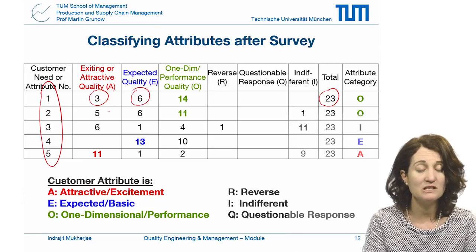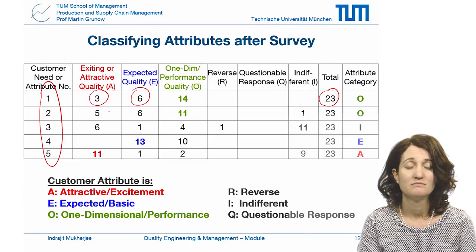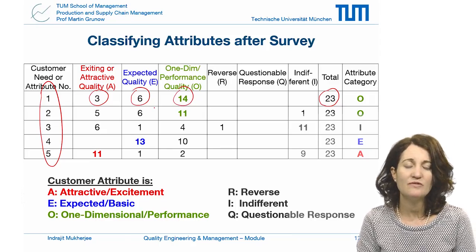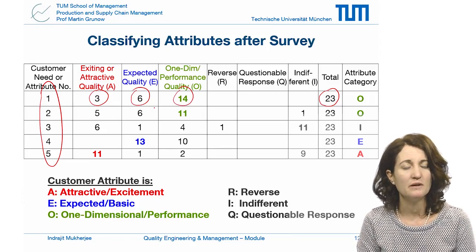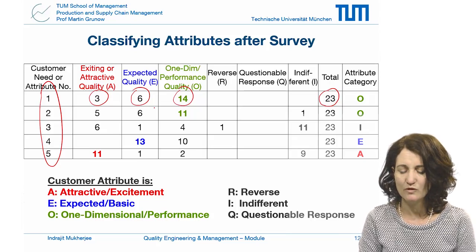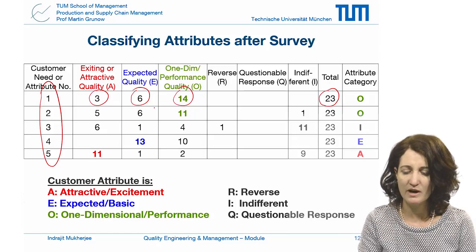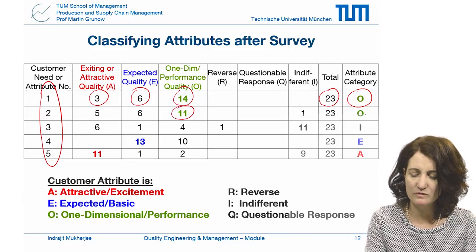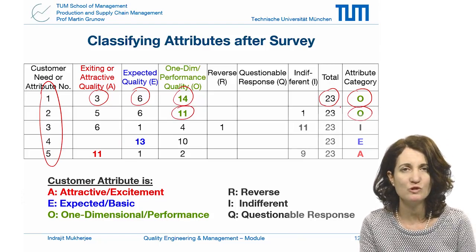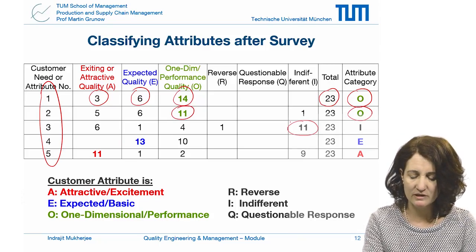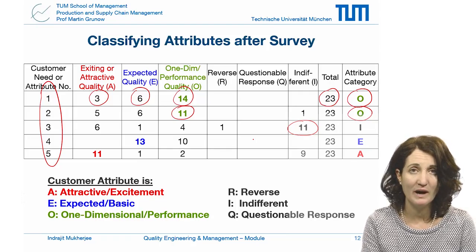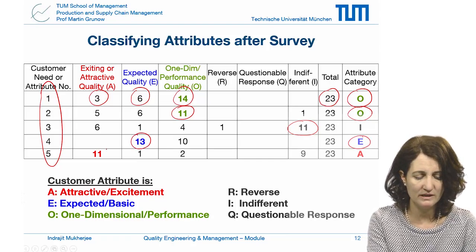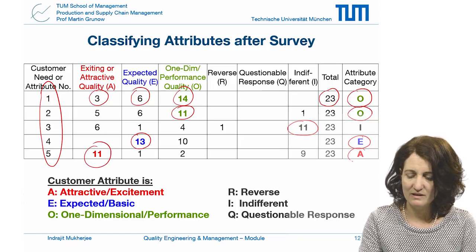6 of the respondents said, nope, that's just what they expect. If that's not there, they're not happy. Whereas 14 of my 23 respondents said, yeah, if it's there, good. I'm happier. The more the better. Linear performance. And since this is the largest response box, we categorize that with an O. And you go through the rest of them. In this case, number 2 was also, most respondents said that it was a one-dimensional performance quality. For attribute number 3, people were indifferent. Maybe that was the wine. For number 4, people were looking at that as expected quality, and for number 5, they found that exciting.